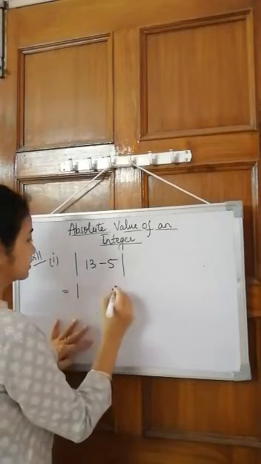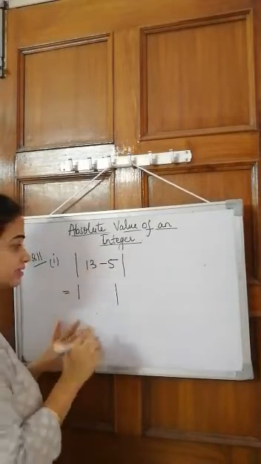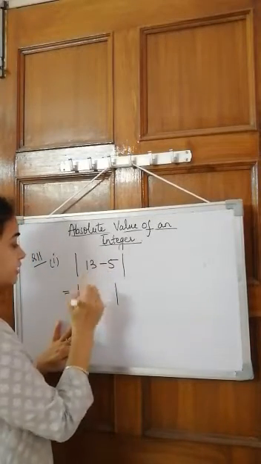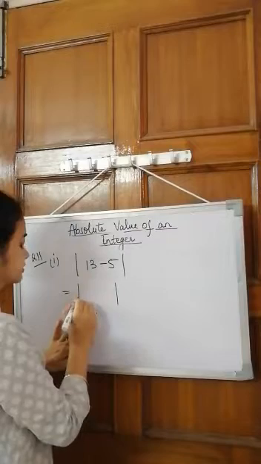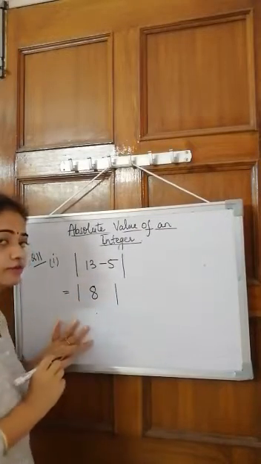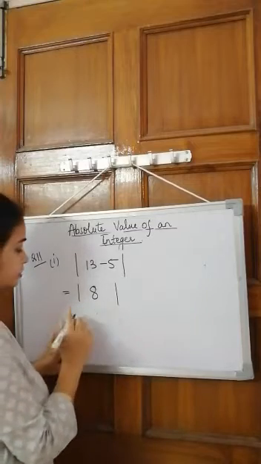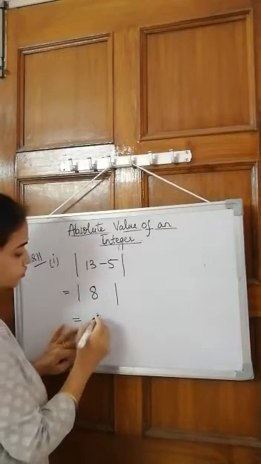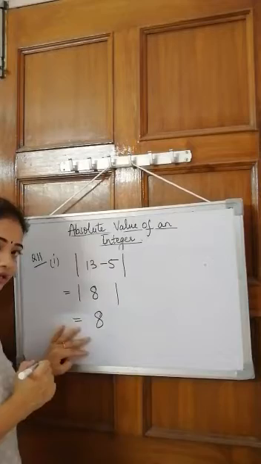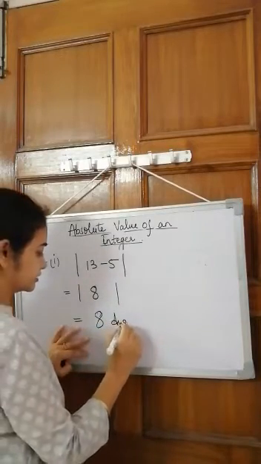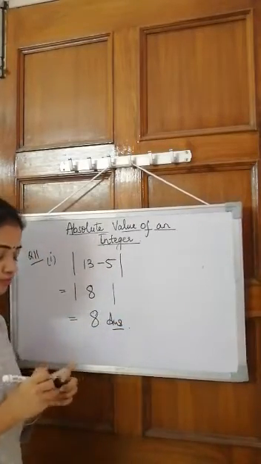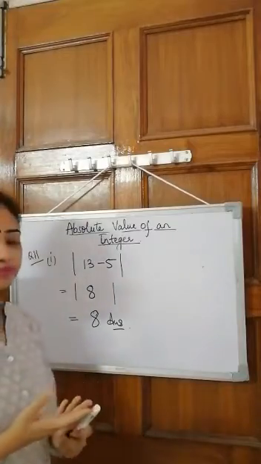So we will leave the absolute value sign as it is and we will solve this. So 13 minus 5 is 8. It is coming 8. Now we have one number inside this absolute value sign that we can remove. So this 8 will remain 8. So the answer of it is 8. Okay. Now I hope this absolute value is clear to you.